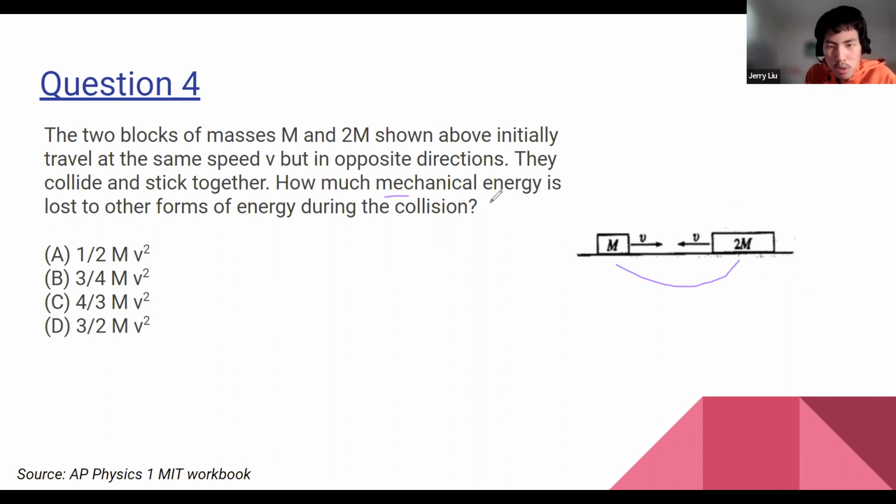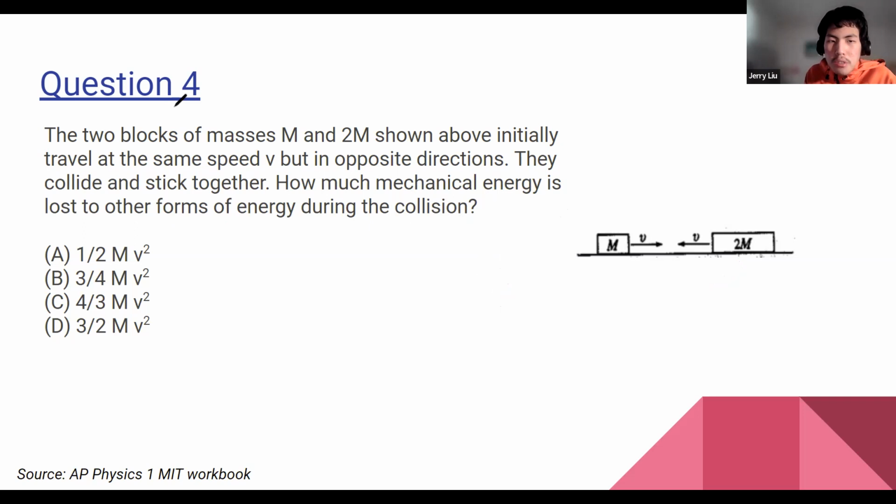Then you can just compare the total amount of mechanical energy before and after the collision. Since here there is no potential energy, the objects are not above the ground, and there's no elastic potential energy because they're not being compressed by a spring, the mechanical energy is basically just K. It's just kinetic energy.